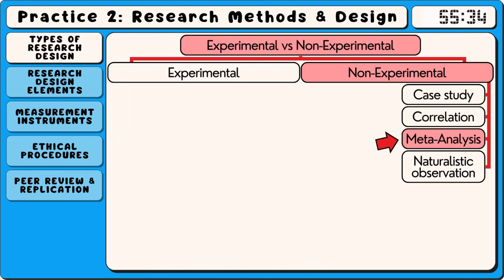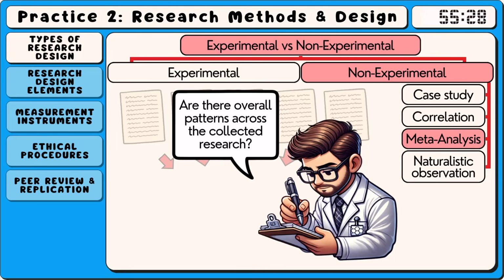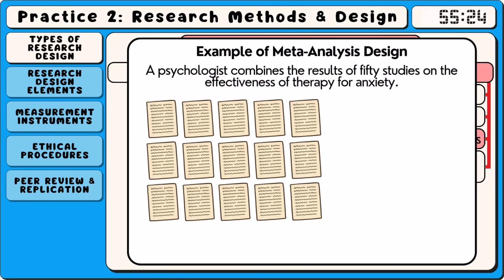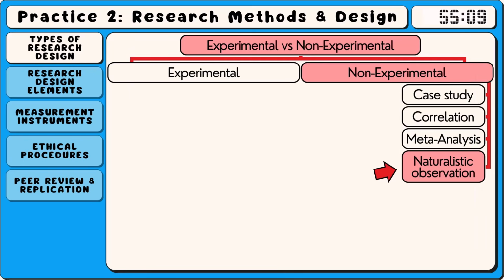Next is meta-analysis. This is a study that combines the results of many previous studies on the same topic and asks whether there are overall patterns across the collected research. For example, a psychologist might combine the results of 50 studies on the effectiveness of therapy for anxiety. The goal is to see if all or most researchers have come to the same conclusion, which shows that the results are very compelling.